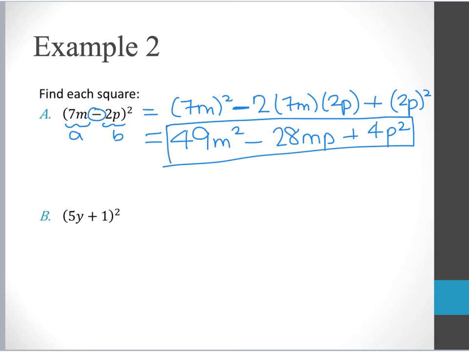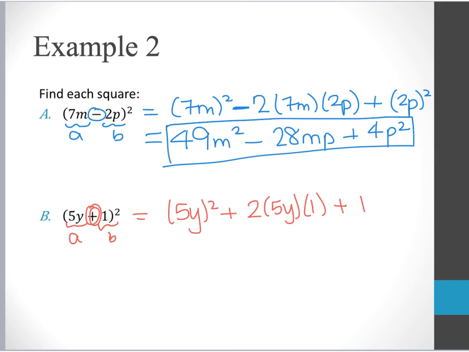For part B, I have 5y is my a term, 1 is my b term, and we are adding. So this gives me my first term squared plus 2 times my first term times my second term plus my second term squared. And when I simplify, we end up with 25y squared plus 10y plus 1.